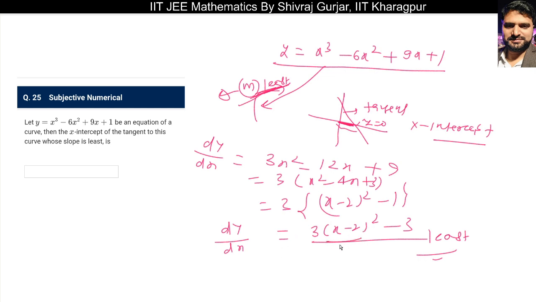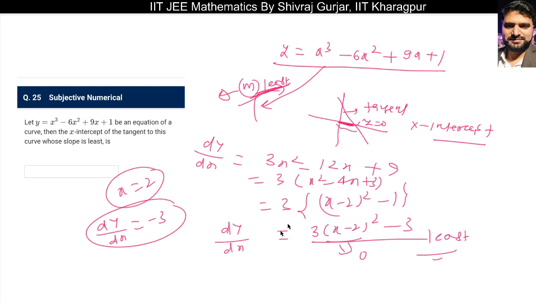The least value will occur when the square term is 0, meaning when x is 2, then dy by dx will be least, because it cannot be smaller than 0, as this is a square. So we take x equals 2, then dy by dx will be minus 3. And which point will it pass through? When x equals 2, y equals 8 minus 6 into 4 plus 18 plus 1. This is 18 minus 24 plus 19. So this is 18 minus 5, it is 3. So this passes through (2, 3).